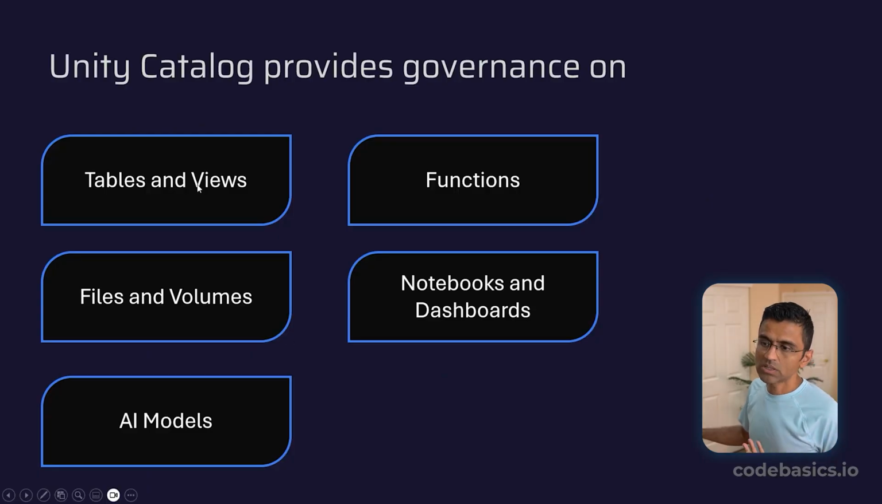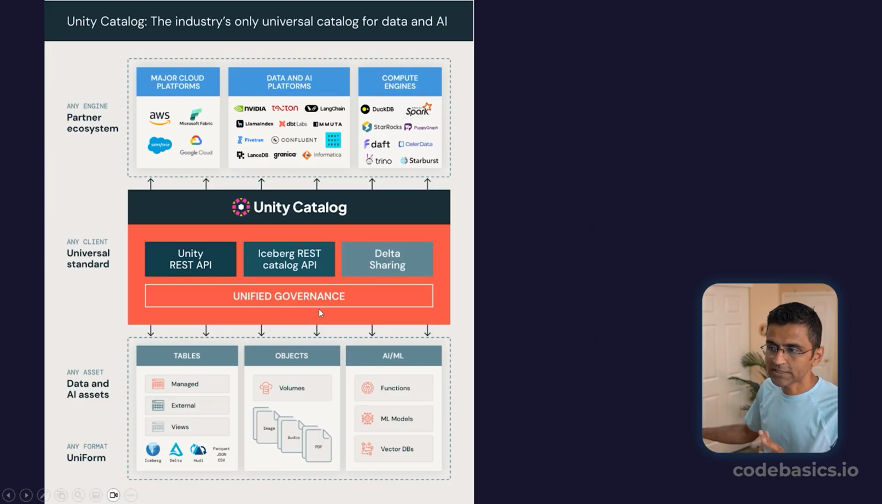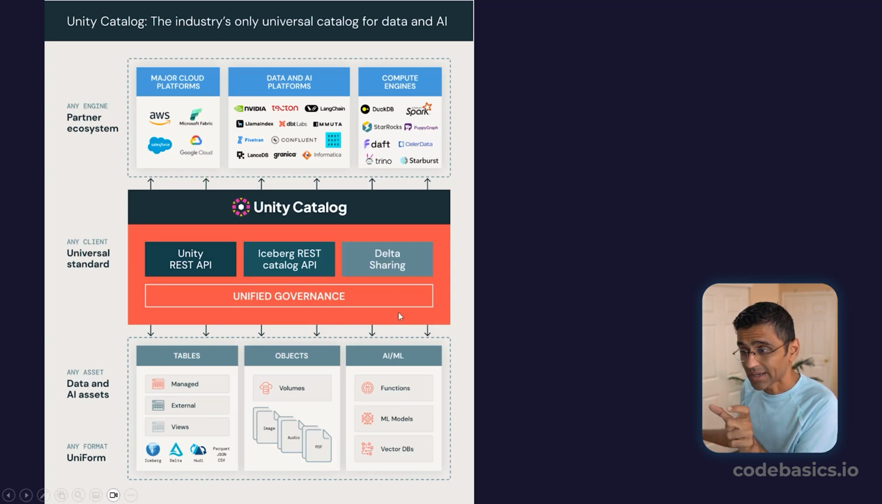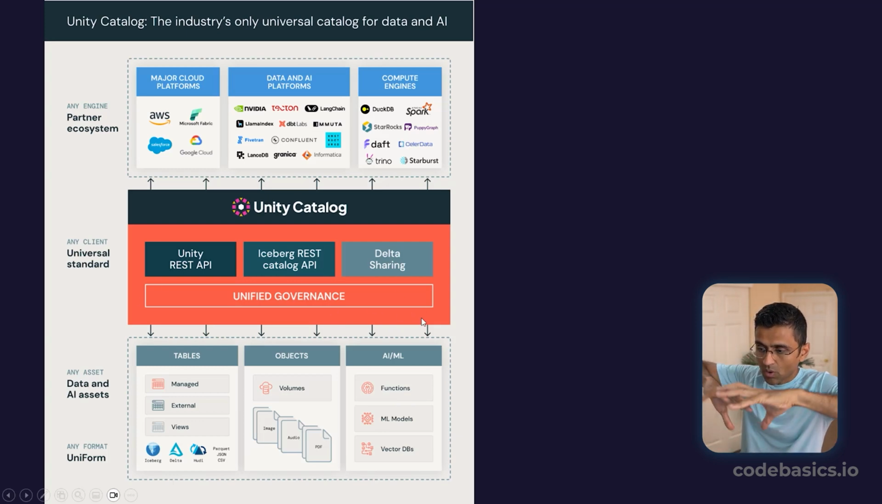So it provides governance on tables and views, functions, AI models, notebooks, and dashboards. And this is the diagram I took from their GitHub. Essentially, when you look at your data, what is your data? You can have tables, managed, external, views and so on. You can have objects, which are volumes, like your files, audio files, and so on. Or you can have models, ML models, vector databases. You can have functions, like AWS Lambda type of functions. And then Unity Catalog provides unified governance on all this data that I have.